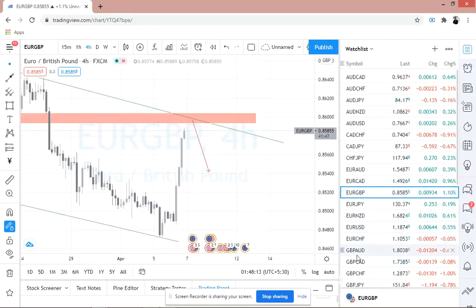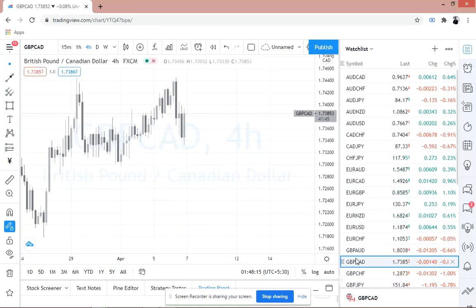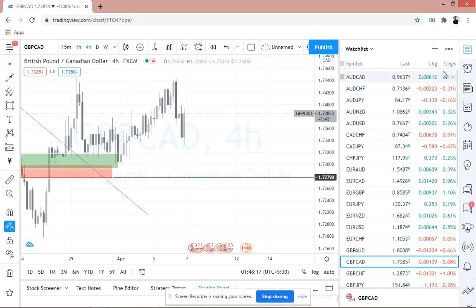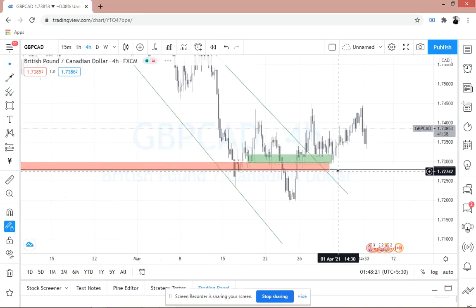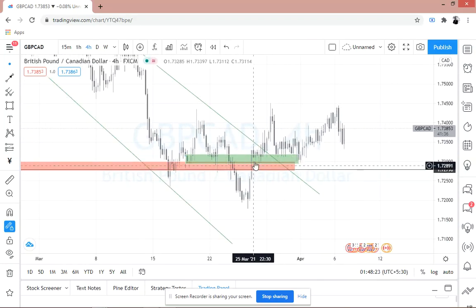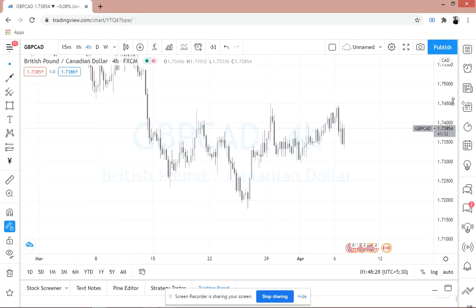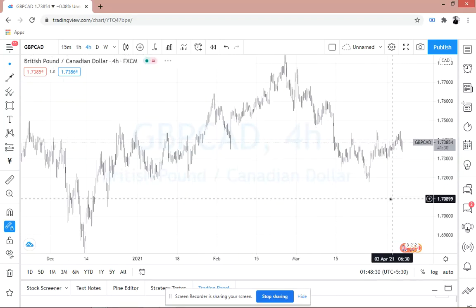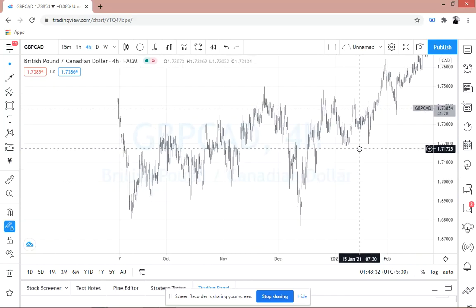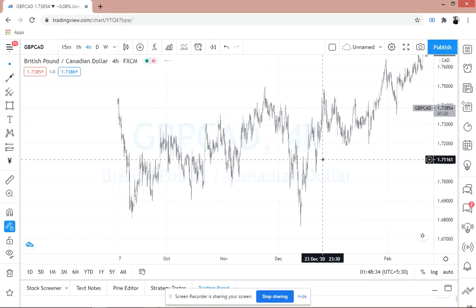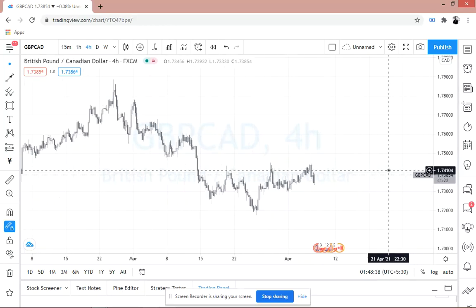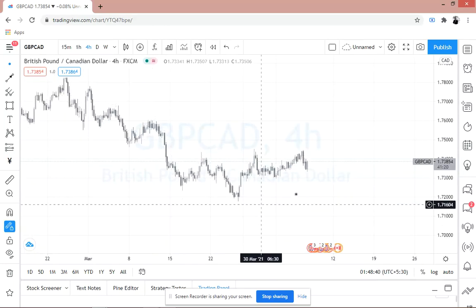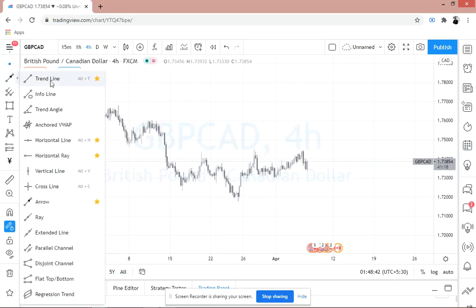Okay. GBP CAD. GBP CAD, the market went up after getting a rejection from the support level. Major uptrend, minor downtrend. So I think the market is making this downtrend. I think we should expect to go with the downtrend.